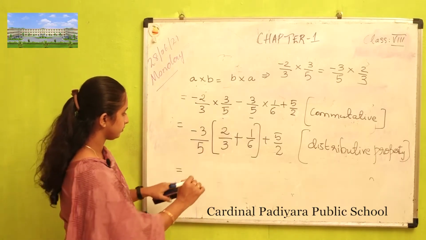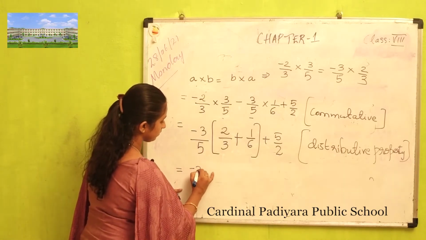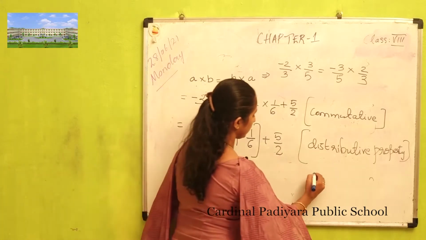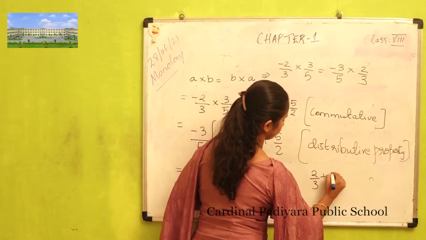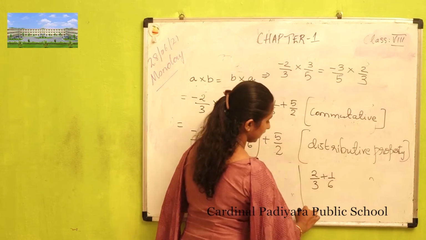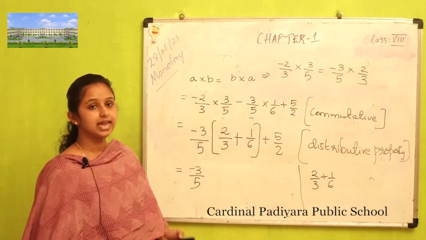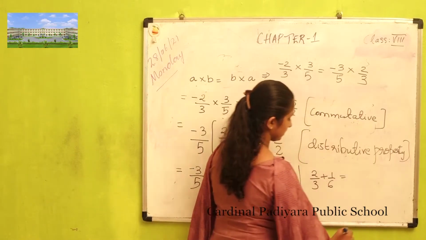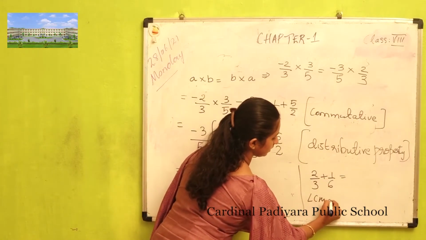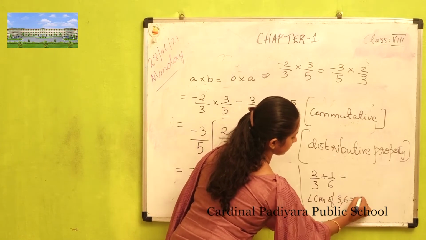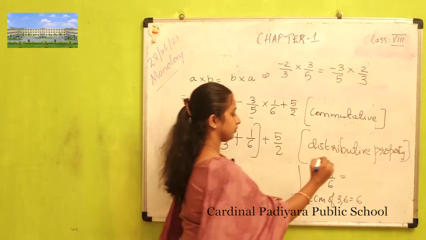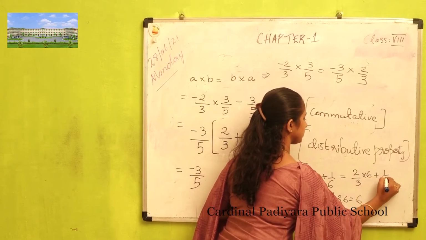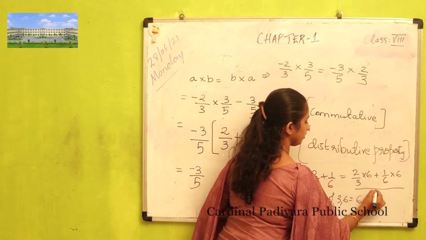Now what we have to do is negative 3 by 5. Now we have to solve 2 by 3 plus 1 by 6. That we have to do in the working column. See, what is the LCM of 3 and 6? LCM of 3 and 6 is 6. So 2 by 3 into 6 plus 1 by 6 into 6, all divided by 6.